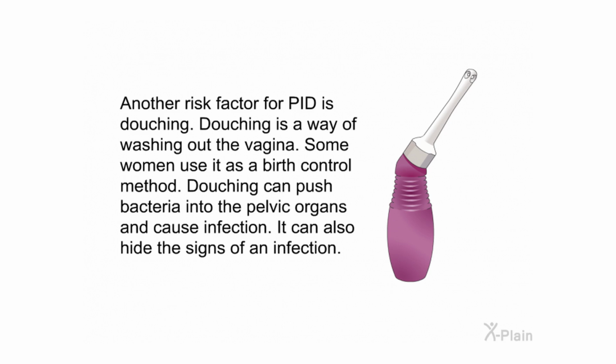Another risk factor for PID is douching. Douching is a way of washing out the vagina. Some women use it as a birth control method. Douching can push bacteria into the pelvic organs and cause infection. It can also hide the signs of an infection.